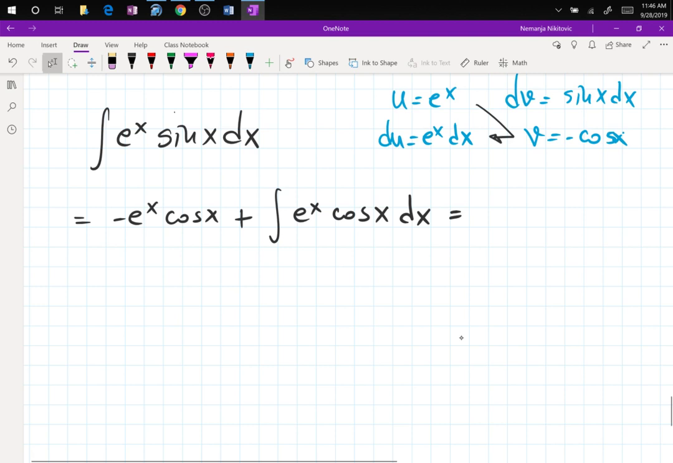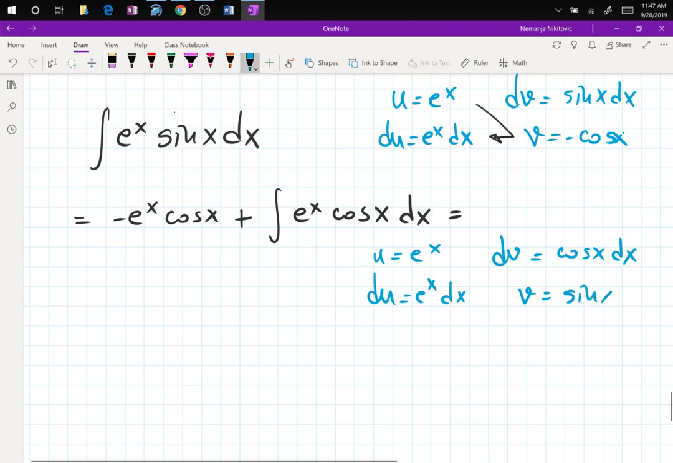What is the definition of insanity? Doing the same thing over and over again and expecting different results. Great. Are we expecting a different result? Yes. Great. That means we are going to do it again just because we can. So let's do it again. u equals e to the x, dv equals cosine x dx, du equals e to the x dx, v equals sine x. Are we getting a different result?